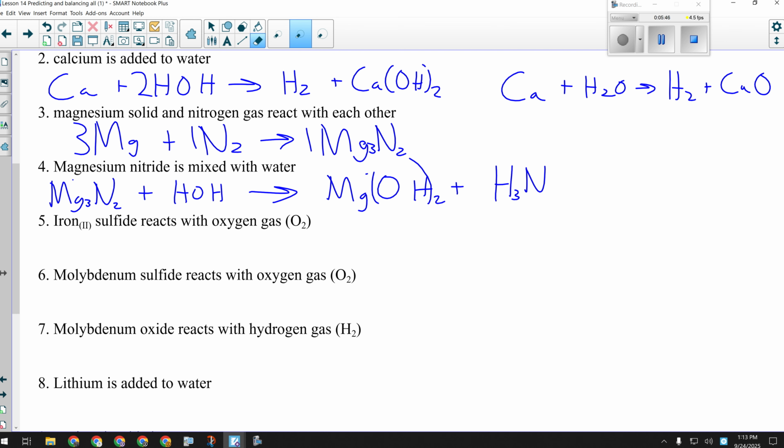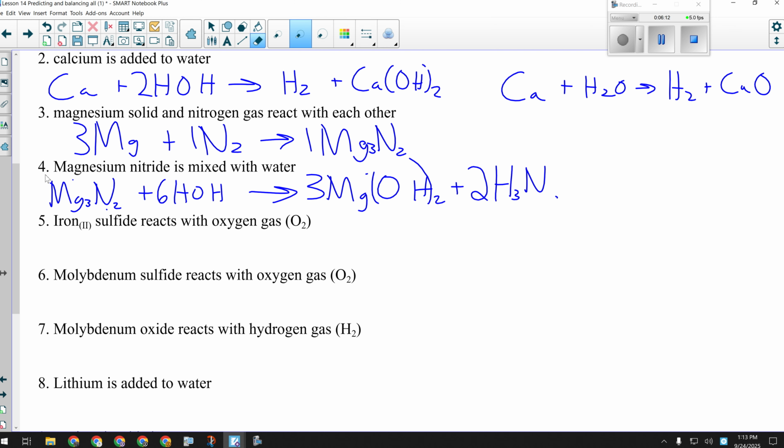Okay, biggest number is 3. It's on both magnesium and on hydrogen. Magnesium is the bigger charge, so I'm going to put a 3 there to balance my magnesiums. That gives me 6 hydroxides, so a 6 there balances my hydroxides, but then I'll need a 2 there to balance my hydrogens. Now I have 6 of those, and now I have 2 nitrogens on both sides, and now the reaction is fully balanced.